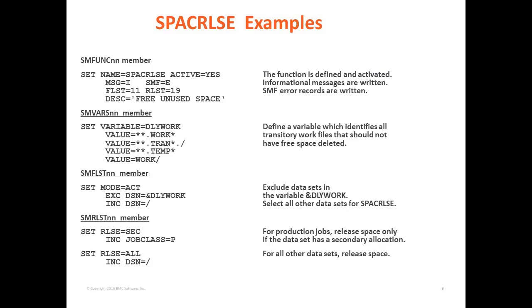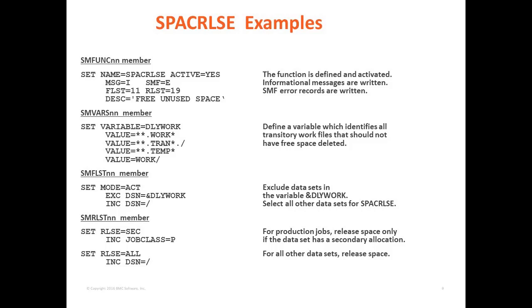An example of the SPACRLSE function. Again, all messages are displayed and non-informational messages are cut in the SMF record. We define some variables to be used in the R list. A variable of DLY work is defined using values for transitory work files that should not have space released. This variable is a useful variable as it can be used in other functions as well.